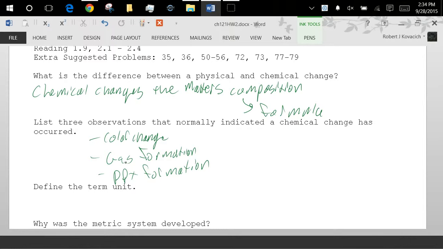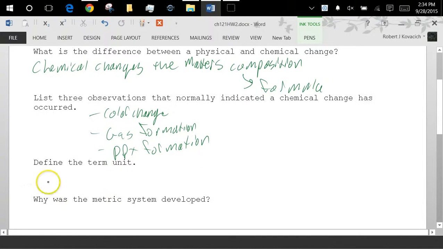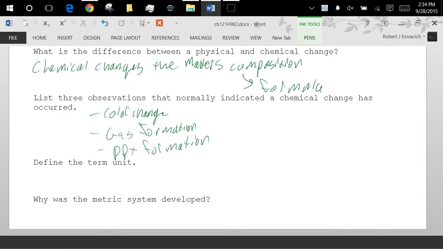Okay. One more thing on the color change. Let's say I mix two things together and one thing is red and one thing is clear and the whole solution becomes pink. Is that a color change? We're okay with that not being a color change, right? If I've got raspberry flavored Kool-Aid and I dilute it down, it's still Kool-Aid.